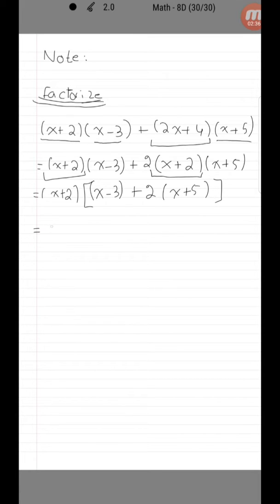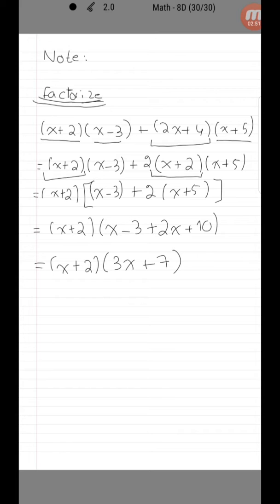Now I expand inside the brackets: x minus 3 plus 2x plus 10 equals x plus 2, times 3x: x plus 2x is 3x, minus 3 plus 10 is plus 7. And I'm done.